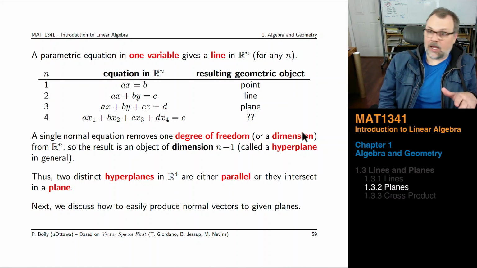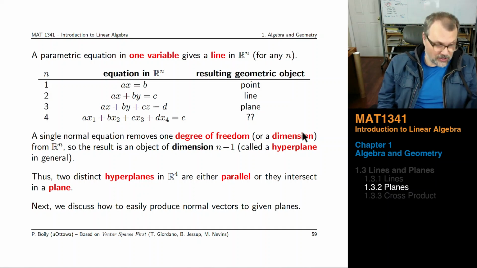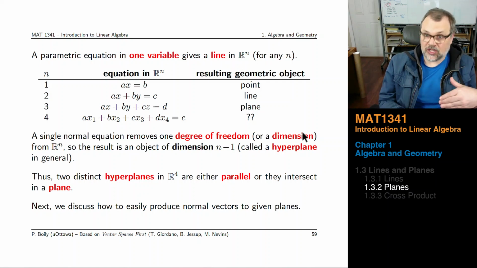What we could say, based on the analogy, is that if you have two distinct hyperplanes, this is the name we give to these things, in R4, so objects of dimension 3 in R4, then either they're parallel or they intersect in a plane.